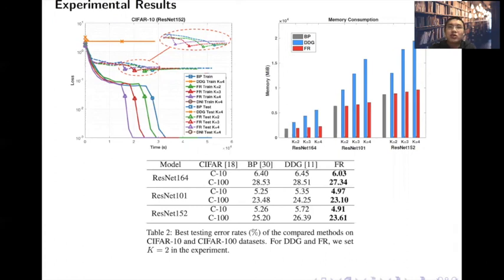In figure 2, we also compare the memory consumption for different algorithms: BP, DDG, and the feature replay, FR. We can see that the feature replay algorithm consumes very close memory to the BP algorithm. In the table, we conducted experiments on different datasets and different models. We can see that the feature replay algorithm can achieve a better solution than the BP and DDG algorithms.